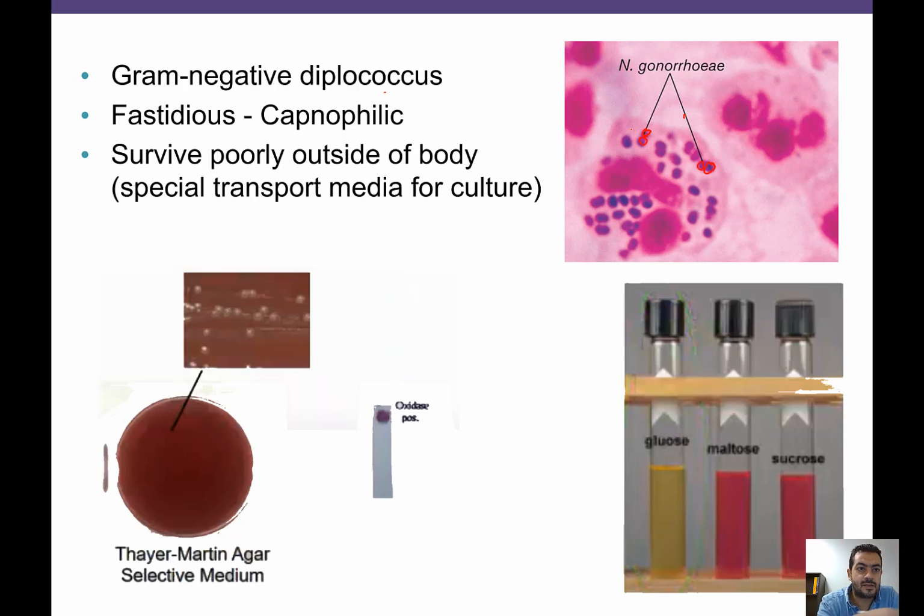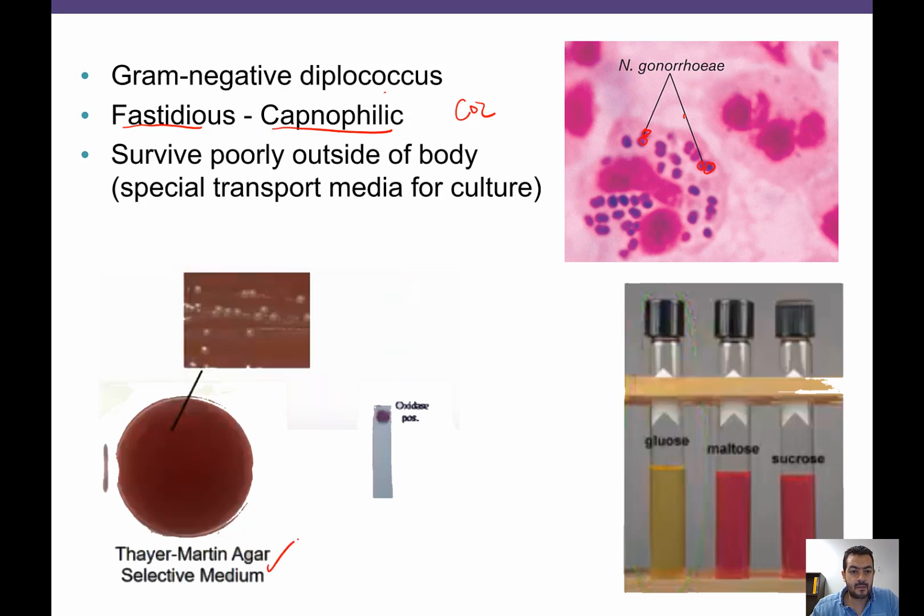It is fastidious, so it needs special requirements for growth, and one of these requirements is that it is a capnophilic bacteria, so it needs more carbon dioxide. That's why in the labs growing Neisseria gonorrhea, they don't grow it in normal incubators. They have what we call a carbon dioxide incubator, because this bacteria is capnophilic. They survive poorly outside of the body. They need special transport media. We call this media Thayer-Martin agar.